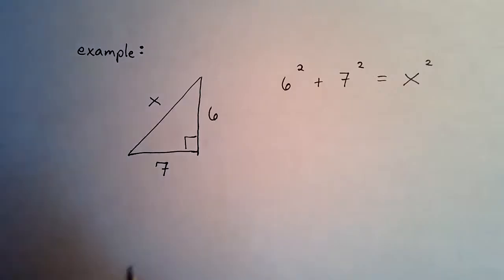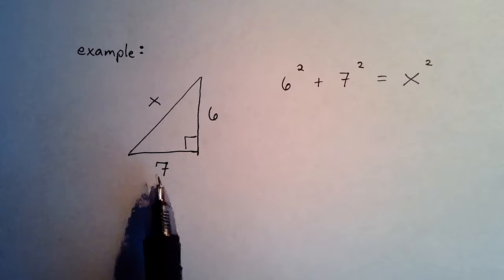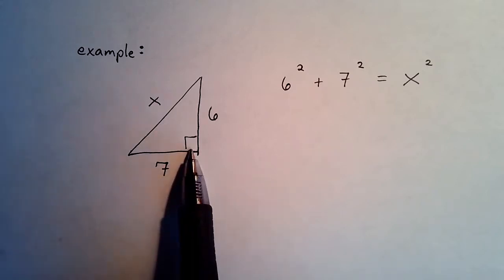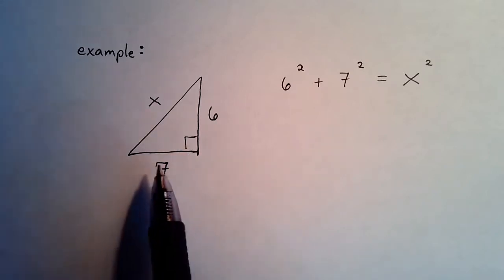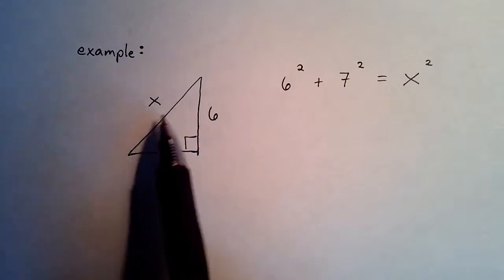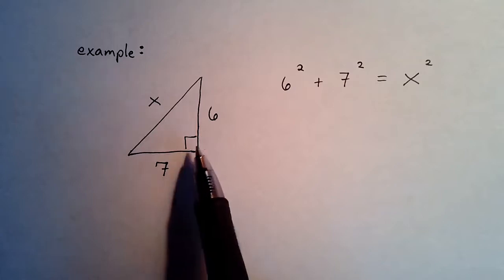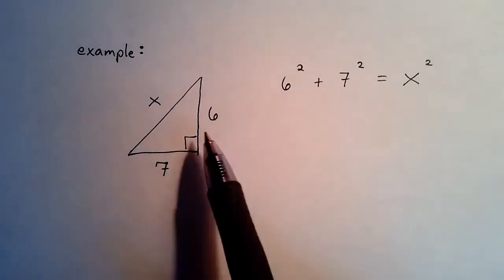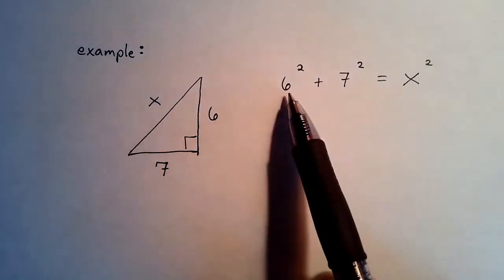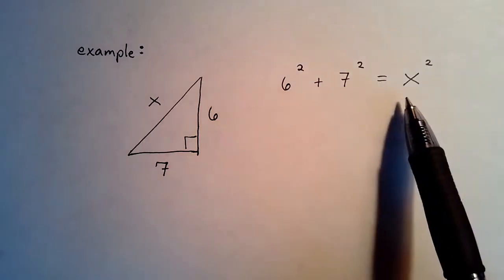So let's go through a quick example. I've got this triangle. We know it's a right triangle because it has that marking for the 90 degrees. And we've got 7, 6, and then x. So this is the hypotenuse. So our x is the hypotenuse. And then we set up these. These are the legs. Doesn't matter which one is which. A and b could be different parts.